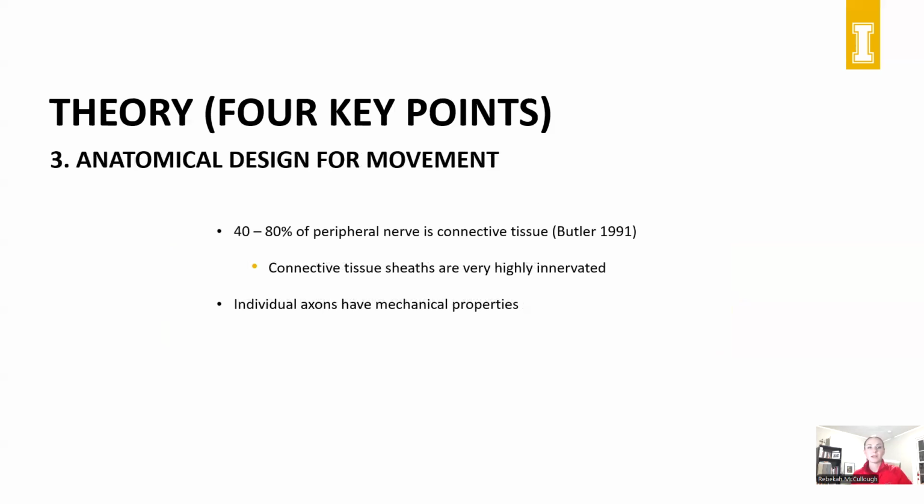The third key point is understanding a little bit about the nervous system's anatomical design for movement. Understanding that 40 to 80% of the peripheral nerve is connective tissue, and those connective tissue sheaths are very highly innervated. A lot of nerves going through a lot of tissue. We work a lot with tissue, so we can't ignore the nerves that run through them as well. And that those individual axons have mechanical properties as well.